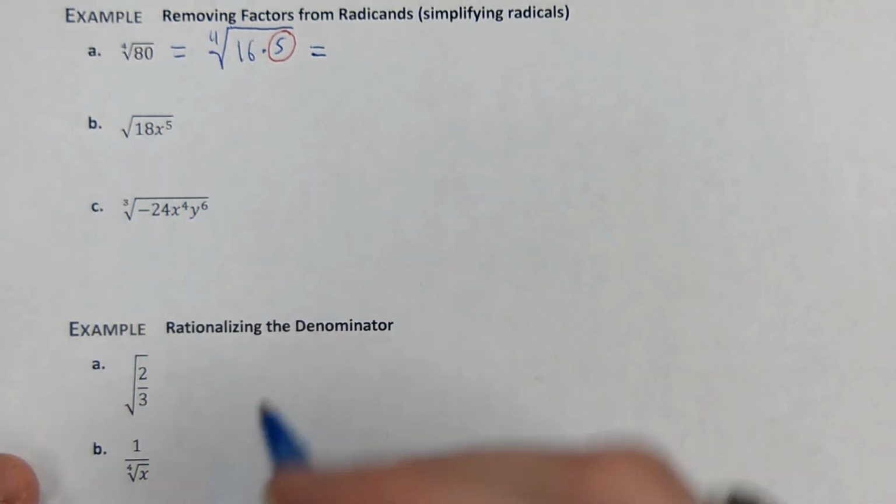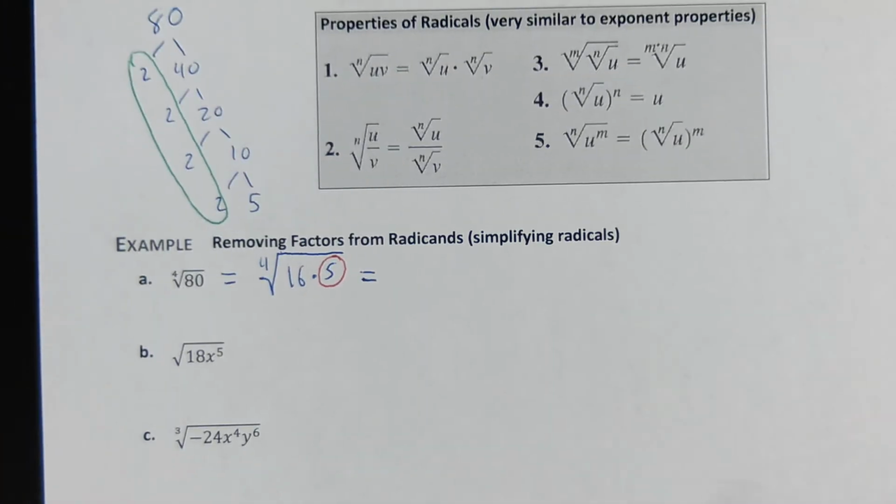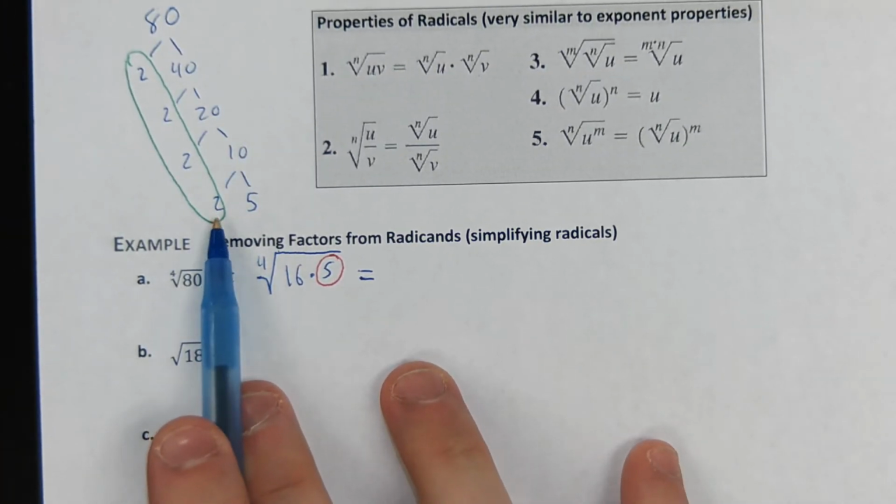Fourth root of 16 gets to come out. What is the fourth root of 16? It's 2. That's how we got 16. It's 2 to the fourth power.